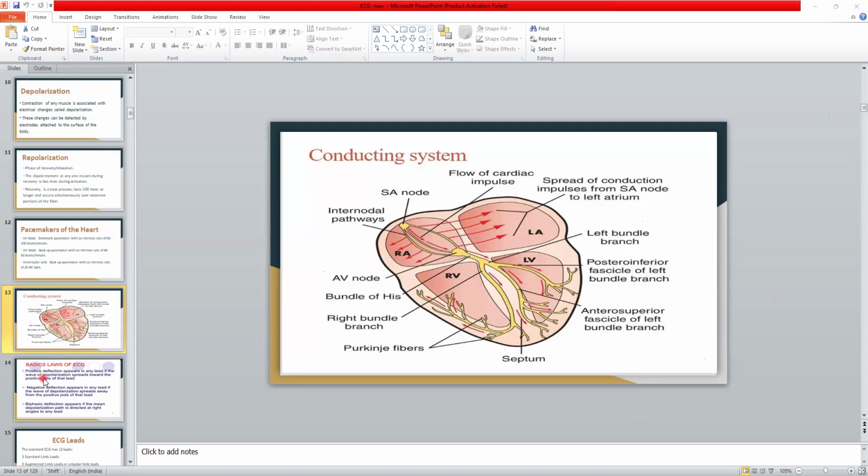Requesting the participants to expand your screen.